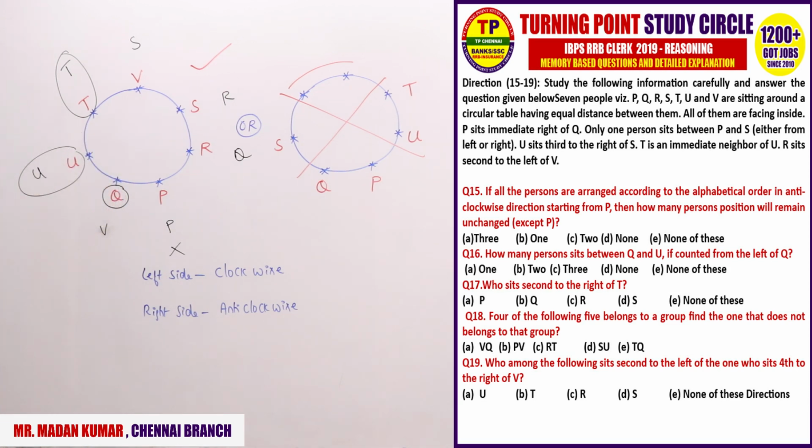And four of the following five belong to a group. Find the one that does not belong to the group.